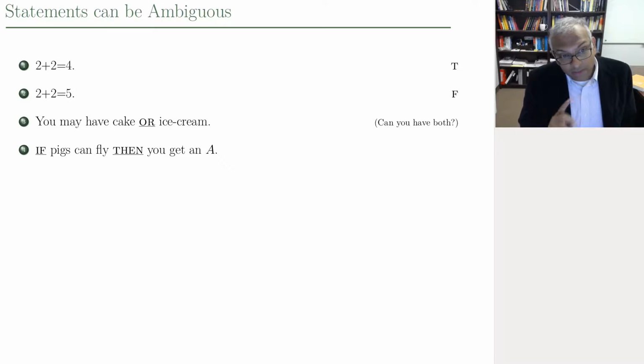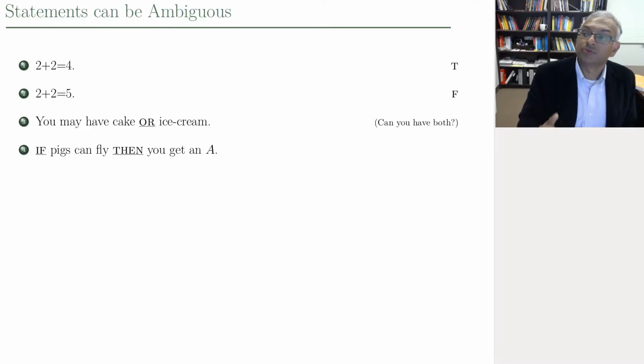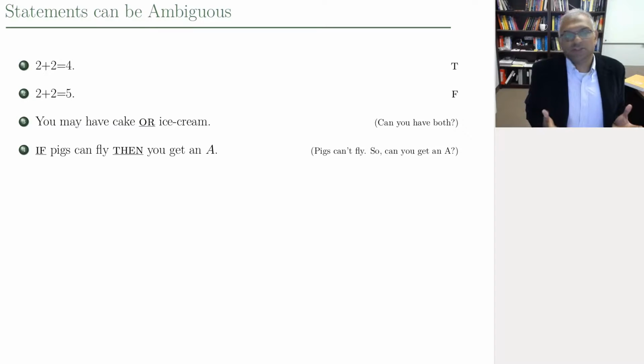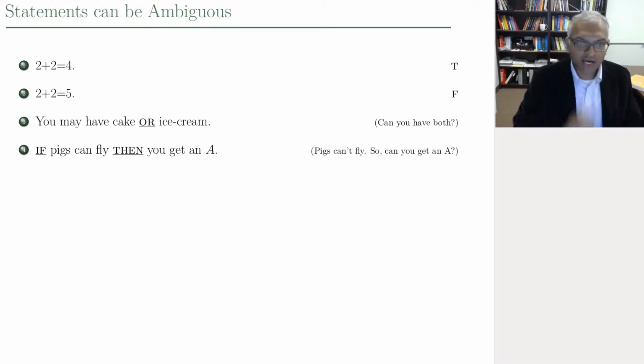If pigs can fly, then you get an A. Now that's a fairly complicated sentence. There is no ambiguity here. Nevertheless, to the uninitiated in propositional logic, which is basically the subject that we're talking about today, you might wonder, since pigs cannot fly, is it possible for me to get an A? That's resulting from a common confusion regarding these kinds of if-then statements, what are called implication compound propositions.